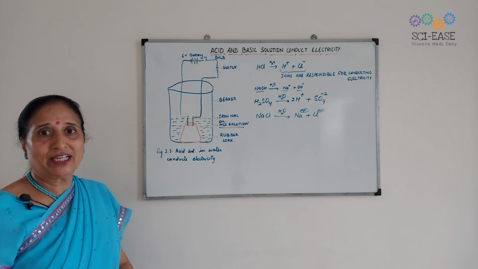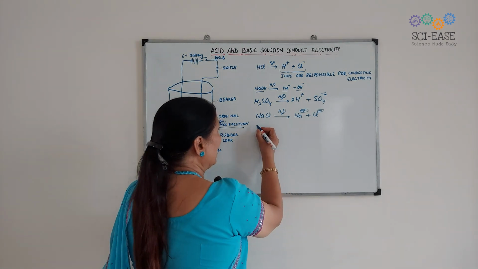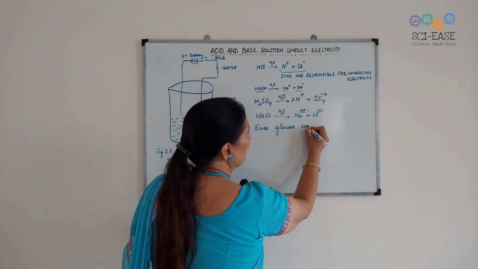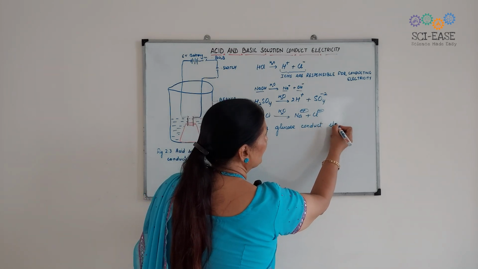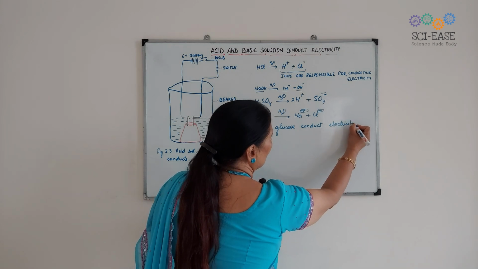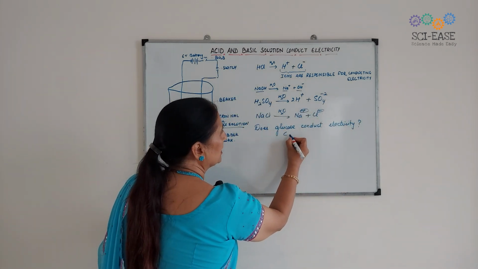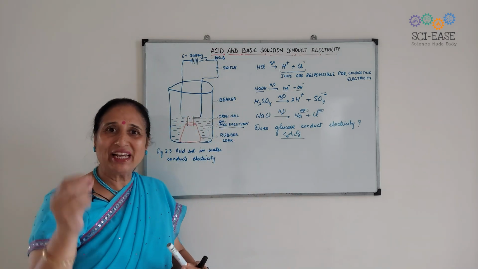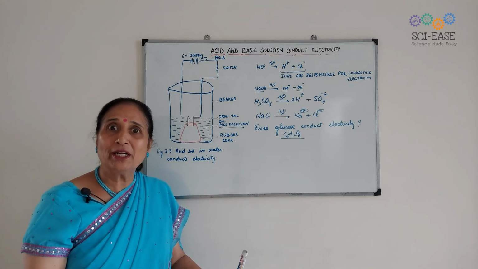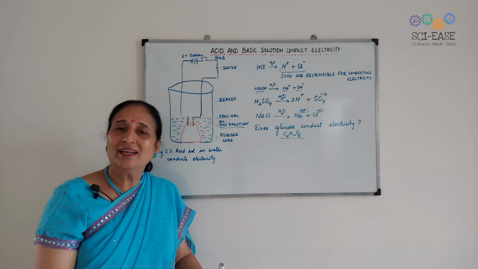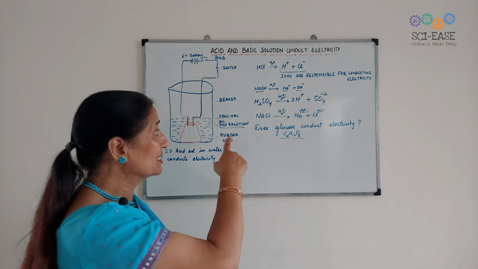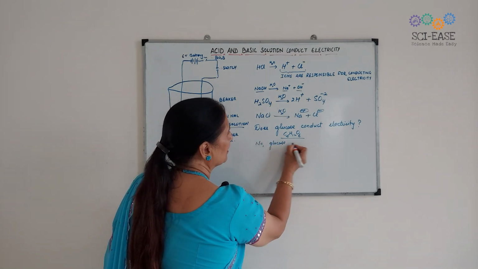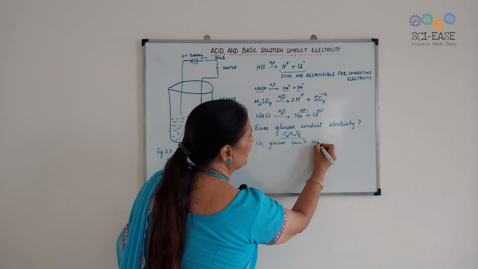There is a very important question that can be asked. Does glucose conduct electricity? Can anyone tell? First, you will see what glucose is. It is C6H12O6. Can it produce ions? No. When glucose is dissolved in water, it will not produce ions. When ions are not produced, they cannot conduct electricity. So, if this type of question is asked, you will say no, glucose can't conduct electricity.